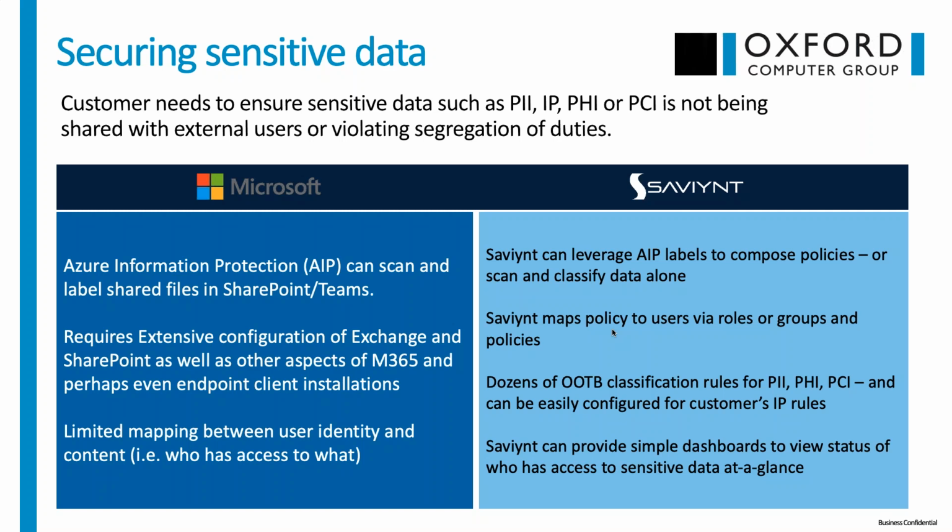So when we talk about what Saviynt does on the sensitive data side, we can certainly leverage the labels that AIP has put on our data. We can use that to compose Saviynt-born policies, but we can also within Saviynt scan and classify data ourselves. So if you don't leverage AIP today or don't have the resources to stand that up, Saviynt can support that scanning and classification of data in the SharePoint environments and in other cloud storage environments, as well as in some cases on-prem, for unstructured data and for structured data.